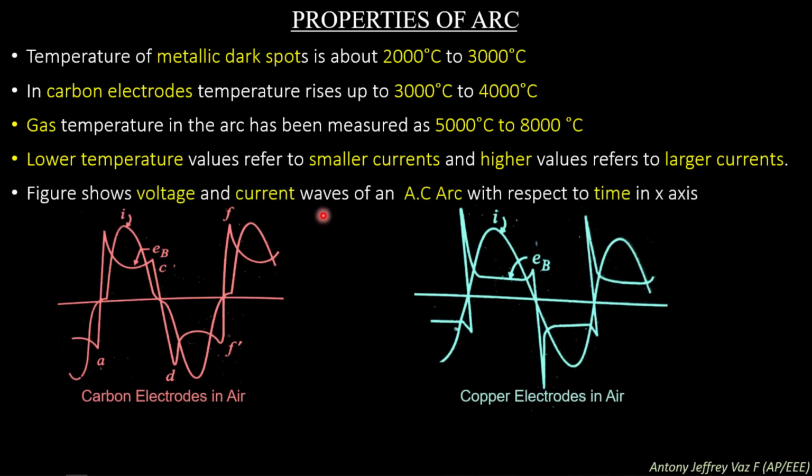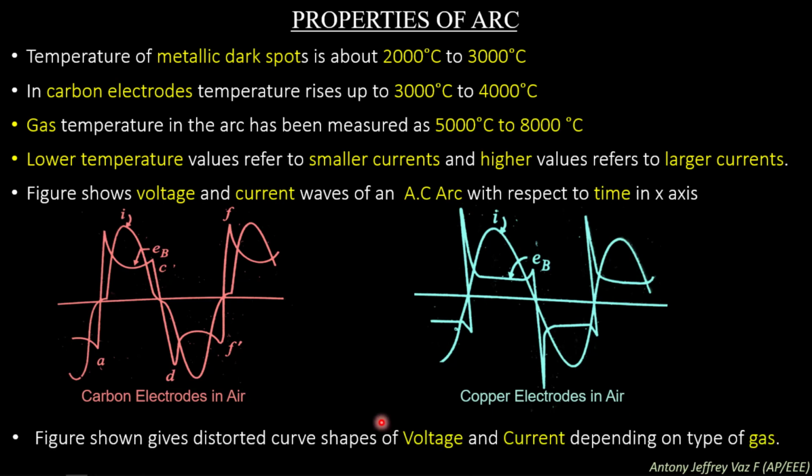And this is the figure which shows voltage and current waves of AC arc with respect to time in the x-axis. This is the x-axis. This figure shows the carbon electrode in air and this figure shows the copper electrode in air. These two figures show the distorted curved shapes of voltage and current depending on the type of gas.